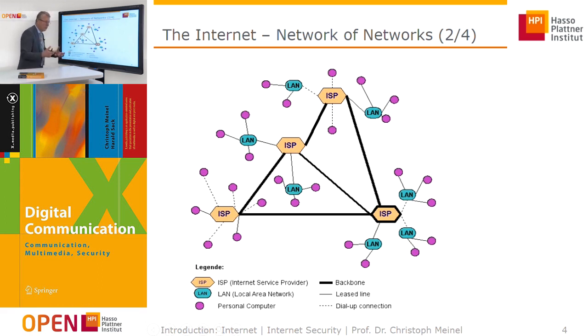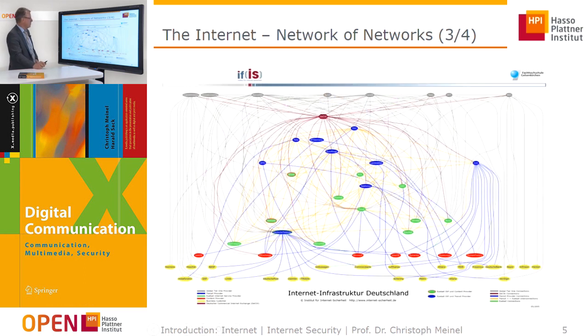There are stronger wires for higher speed and a higher bandwidth. This is often called backbone. That's the internet connection between the different internet service providers, and to the local networks there belong several computers that are connected, for example by a leased line, or here also by a dial-up connection.